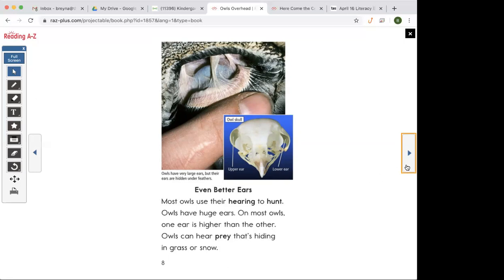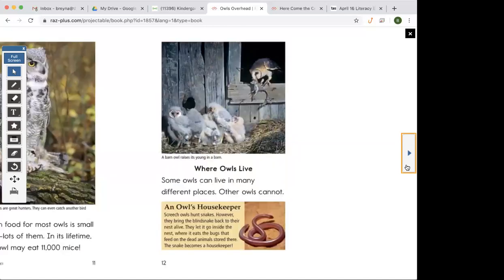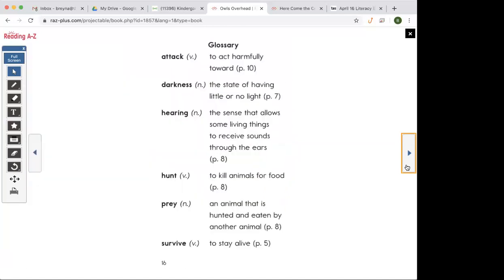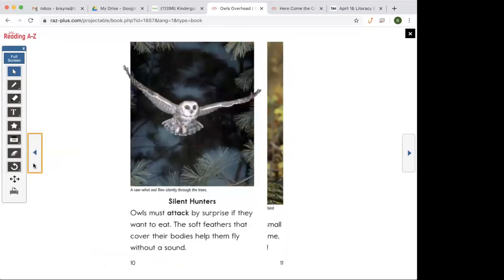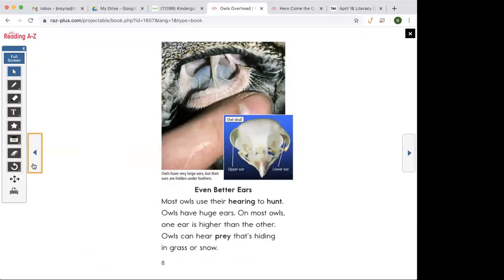It says they can hear prey that's hiding. So prey starts with P, prey. An animal that is hunted and eaten by another animal. So that's what prey means. So now I understand what the author was saying. They can hear their prey that's hiding in grass or snow.